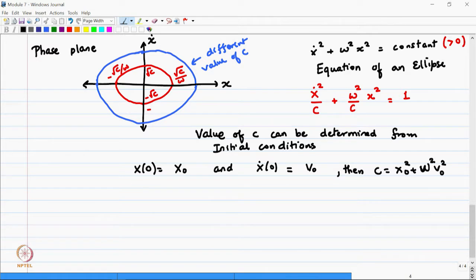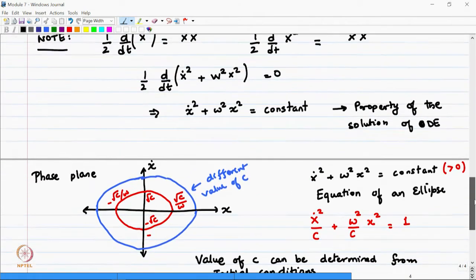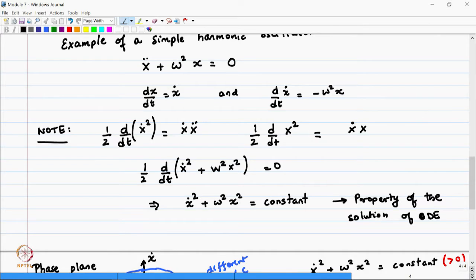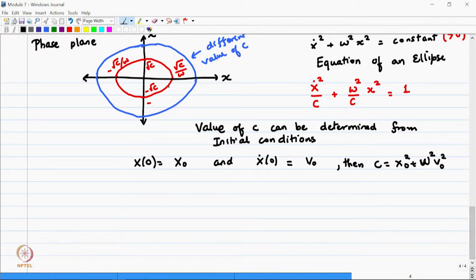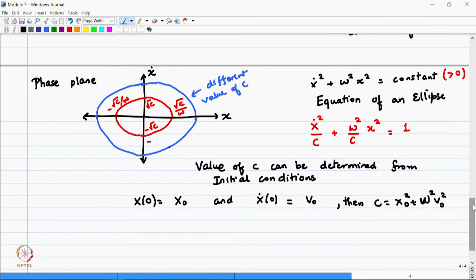There is something else you can get from here. Suppose you use our differential equation, we know that dx by dt is x dot. That means your trajectory will always have to be on one of these ellipses. So, suppose you start here, each point has to be along this ellipse. Let us say you are at a point here. Now, x dot is negative, so dx by dt will be less than 0. So, the point will try to move in this direction. As time goes, you will move in this direction.